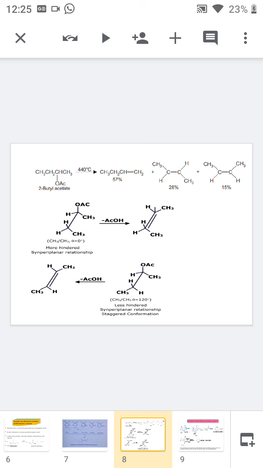So if we take the hydrogen from the terminal position, that means from the CH3, we will get the alkene, that means a double bond in the terminal position. That is the major product in this example.